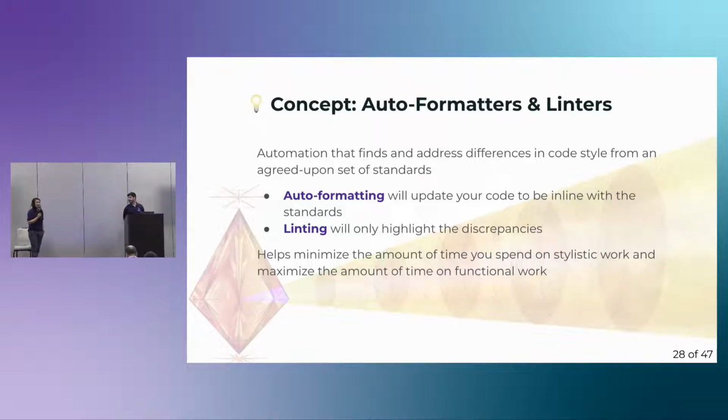So with this concept of pre-commit, we're trying to auto format and lint all our code. That way it's not pushed to the repo and a code reviewer won't have to do that code review. We're trying to automate that so we can find differences in the code style. If you don't have a code style, dbt Labs has a great style guide that you can refer to and implement at your own organization. Auto formatting is where you update your code inline, and you're trying to keep standards. And then linting is also just highlighting those discrepancies. This helps minimize the amount of time you spend on stylistic work and maximize the time on functional work.